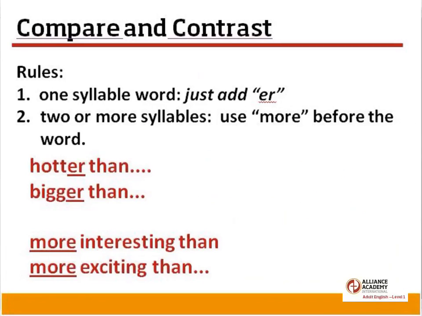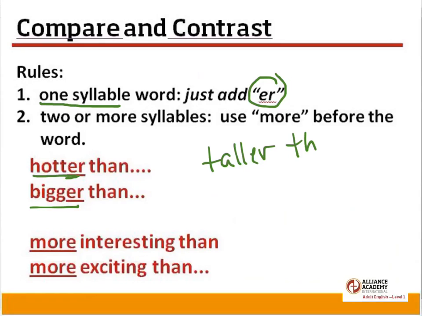The other rule is very important. If the adjective is a one syllable word, simply add er to the end of the adjective. For example, we have hotter than, bigger than, taller than, rounder than. These are all forms of one syllable words.